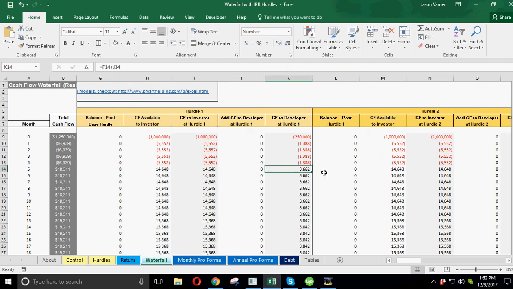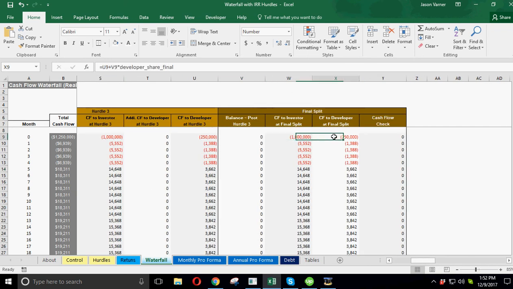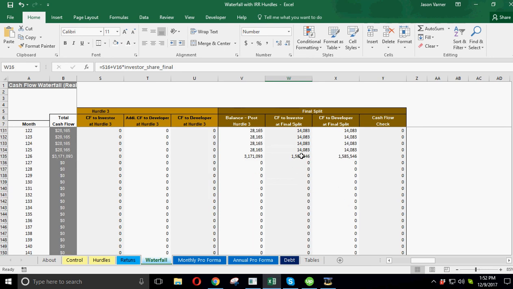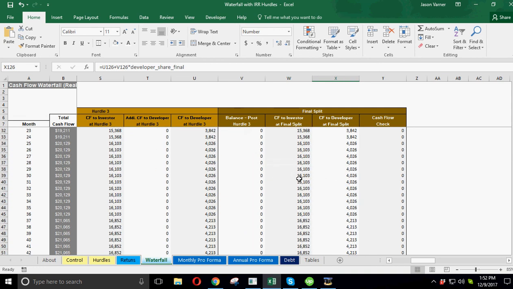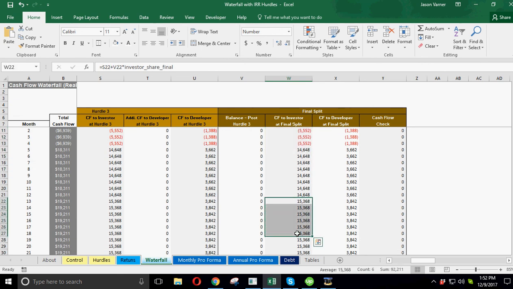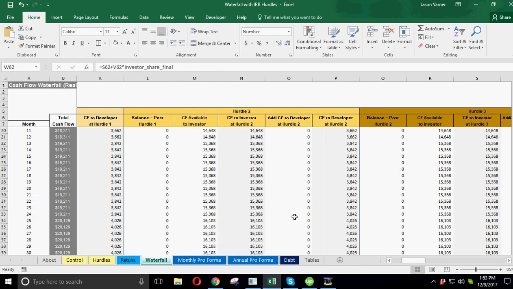So the final split, this is the most important row. This final split is what you're looking at for distributions over time, because this encompasses everything that's happened through the first 3 hurdles, and it goes all the way to the end of whenever the cash stops. So this is going to be the same as hurdle 1 here. It's going to be hurdle 2 whenever hurdle 2 starts, and then hurdle 3, it'll match hurdle 3 and 4, and it changes as the values change. Let's try to show you that. Let me find a split.